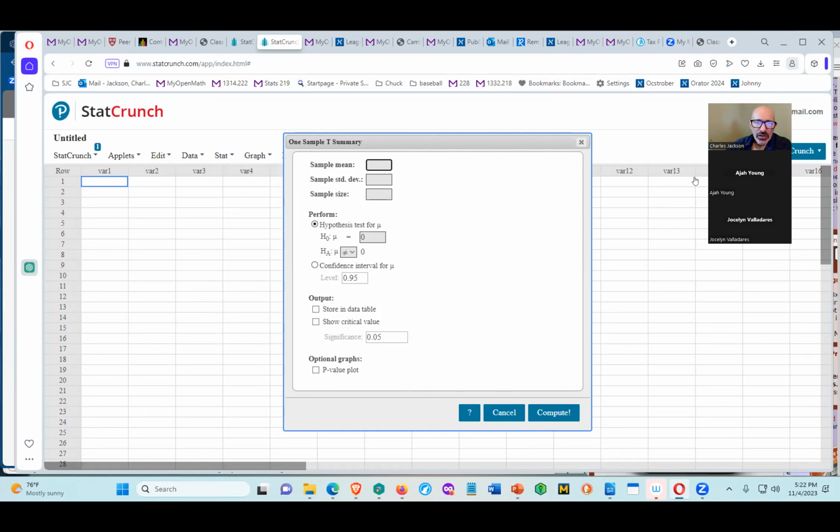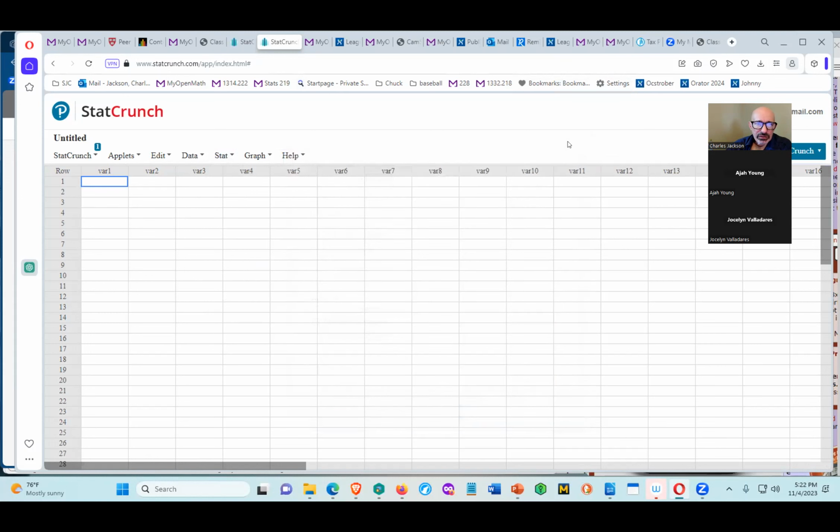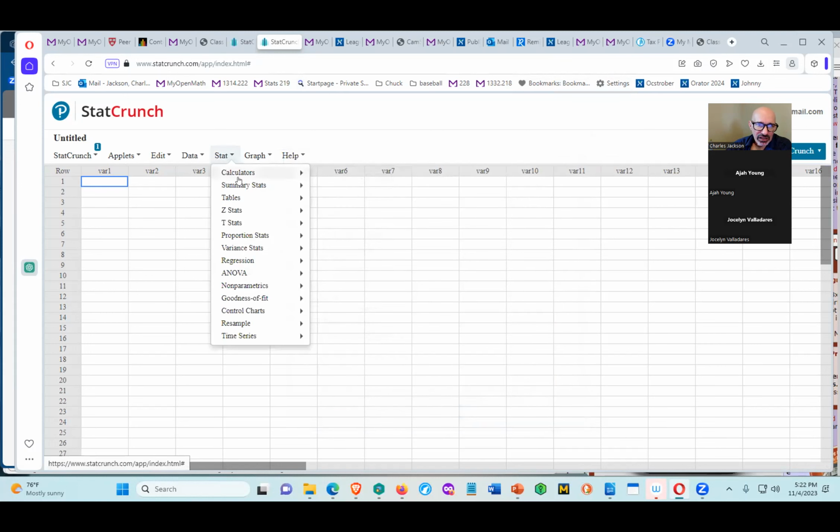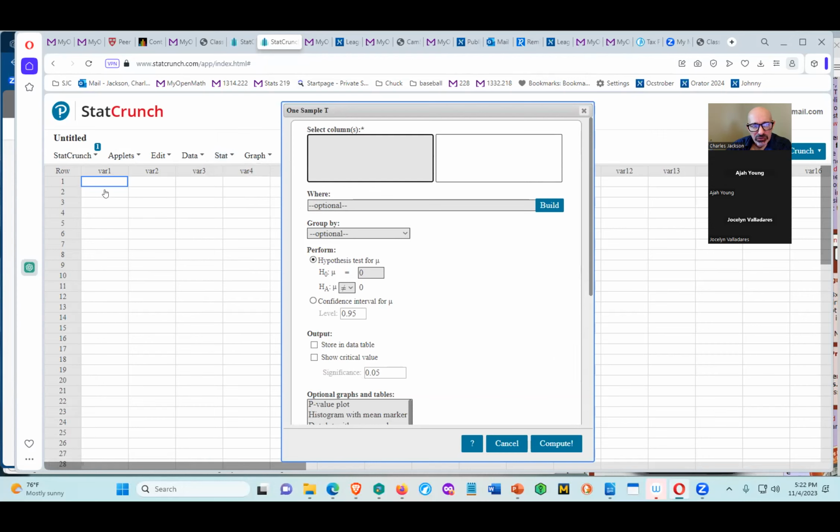Say it again. Sorry, my dogs are barking. It's okay. So it's stat and T stats, and then one sample, that's what we're doing right now. Now, summary, there are more problems for summary, but sometimes it's data, right? And you have to put the data in as we have done before.